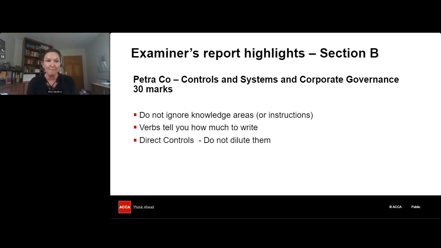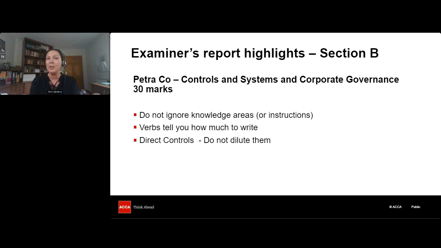Direct controls came up as a flag in terms of there was lots being generated quite well, but some of them were diluted. So almost splitting the direct control into two and putting them down as two separate direct controls when in fact combined is what made the direct control. So make sure that you understand the definition of a direct control. So the fact that it will prevent error and fraud, and therefore it would be quite a big process that would be quite effective in the system.